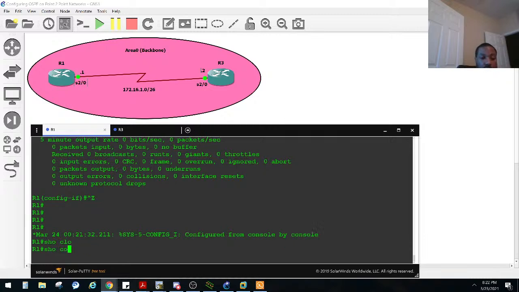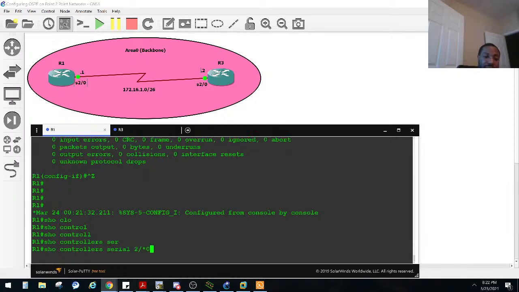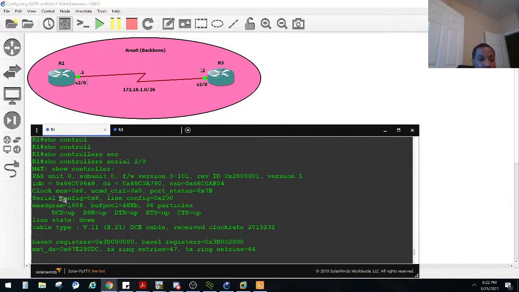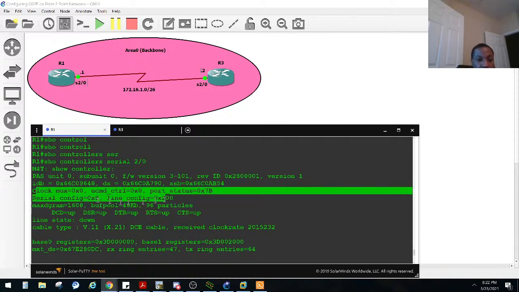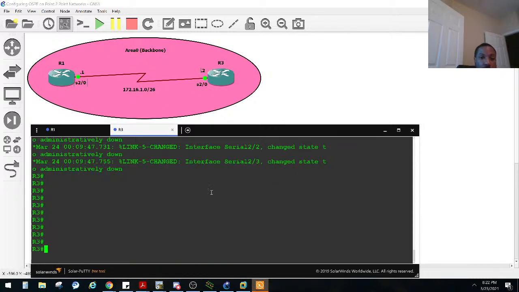Show controllers. Show controllers serial 2/0. And that's how you verify what side is doing the clocking, right? And then this command, right? Which one tells us that we're doing the clocking? I want to say is that, but this platform right here doesn't really tell you. The fact that he's receiving a clock, oh, right there, DCE cable, that lets you know that you're doing the clocking. If you do the router 3, let's do that on router 3 on that side, right?